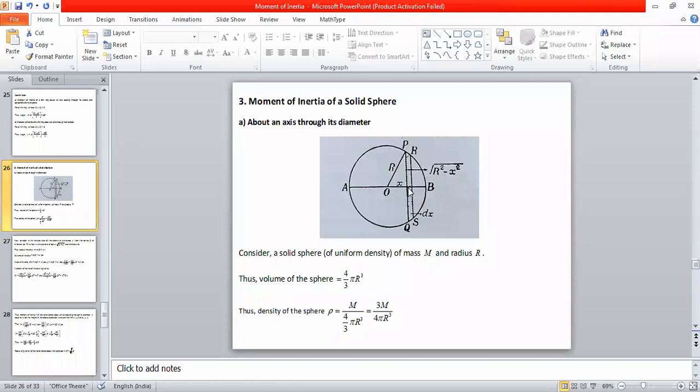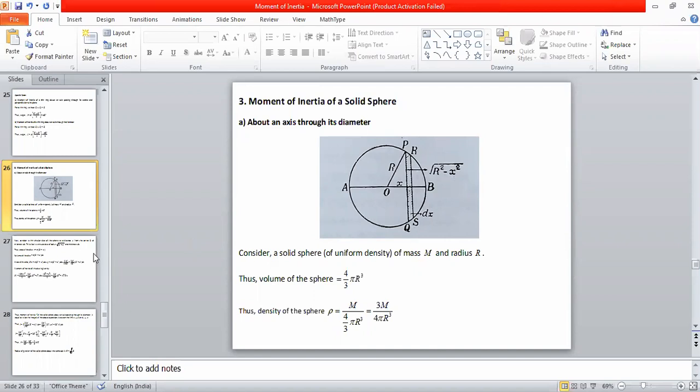There should be something here, a letter is missing, but no problem. R square must be equal to x square plus the distance from this point to the point P, which is nothing but the radius of the circular disc. So the radius of the circular disc, if we take it as small r, then capital R square must be equal to x square plus small r square. So therefore small r square must be equal to capital R square minus x square. So therefore I can say that PQRS is a circular disc, and this circular disc has a radius of square root of R square minus x square.